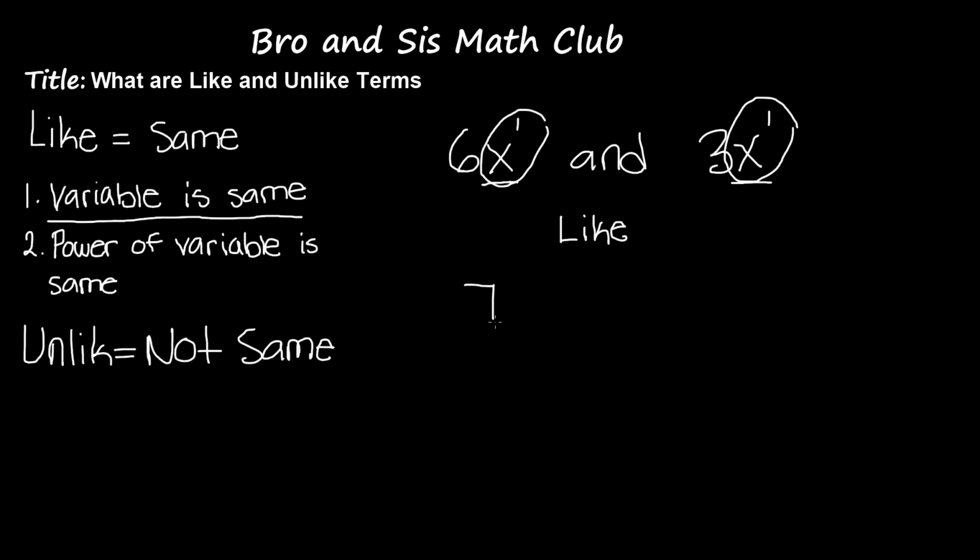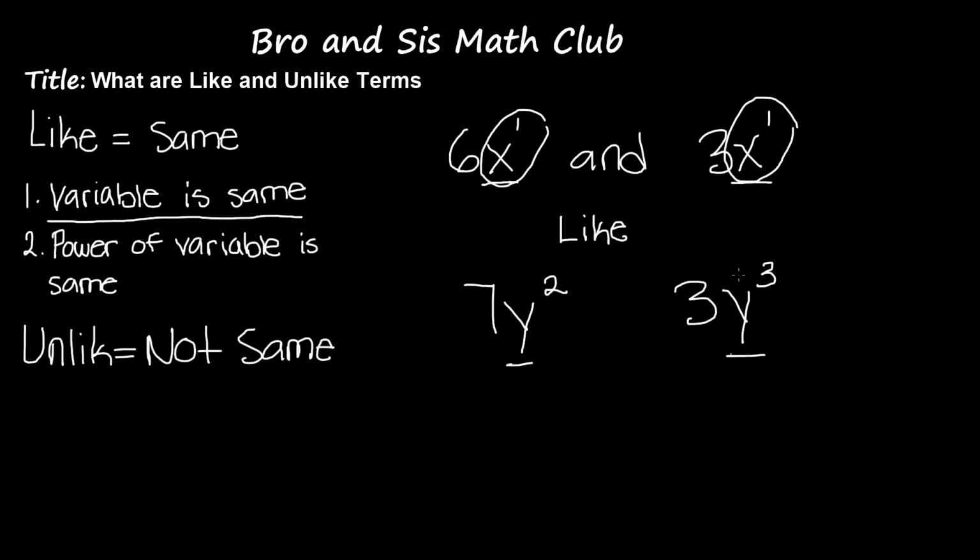Now we have 7y to the power of 2, and we have 3y to the power of 2. Okay, actually let me make that to the power of 3. Okay, so now again, to find if this is a like terms or not, we have to first look at the first factor, which is variable is the same. So in 7y to the power of 2, the variable is y, and in 3y to the power of 3, the variable is y.